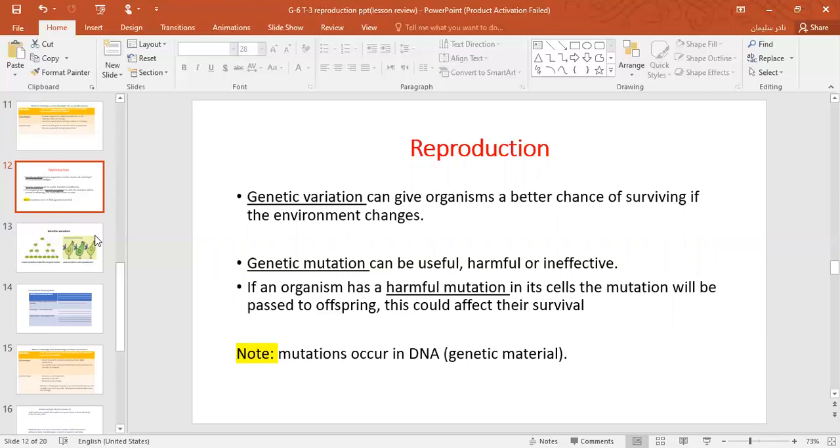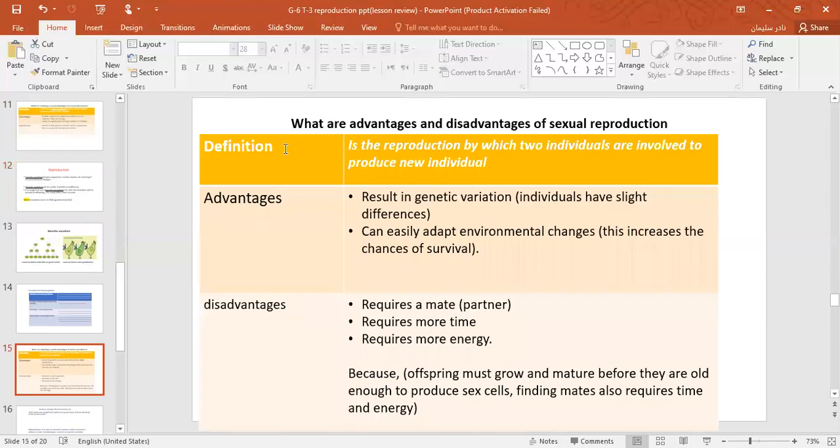Now, if we speak about sexual reproduction, it also has advantages and disadvantages. Let's discuss together what the advantages and disadvantages of sexual reproduction are. To start with, the advantages: sexual reproduction results in genetic variation. This is a beneficial or good thing. So not all offspring look the same.